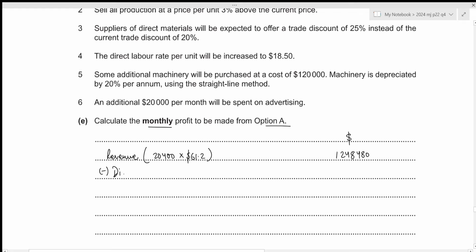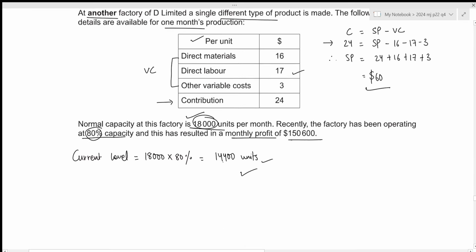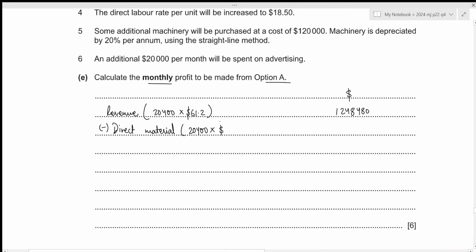We can start with the direct material. For option A, there was no change to be made on the current price for direct material per unit, so we can use the same value of 16. This results in the value of 326,400.